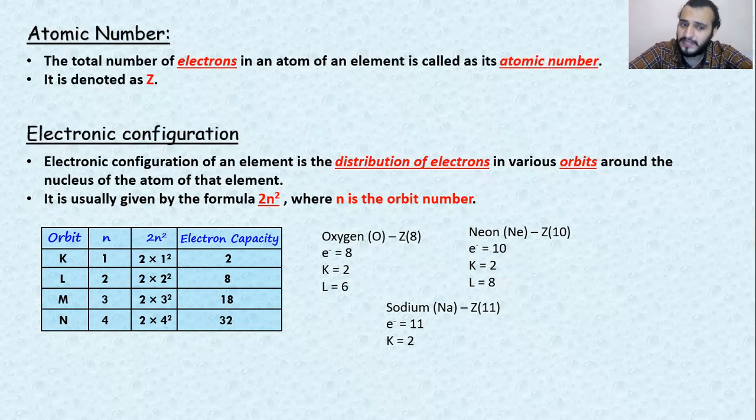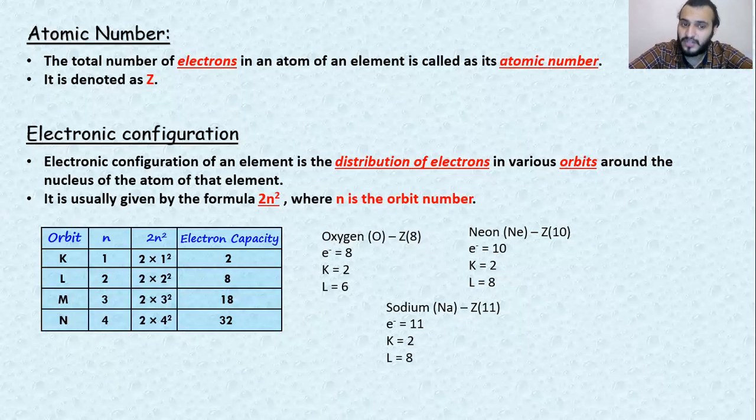Okay, the capacity of the second shell is 8 electrons. Can there be 9 electrons in the second shell? The answer is no. There can be fewer than 8 electrons, but not more than 8. Or simply we can say 2, 8, 18, 32 is nothing but their maximum capacity. So more than this is not possible. If there are fewer electrons, it is possible, but more than this, no. So in the second shell, there cannot be 9 electrons. Maximum there can be only 8 electrons.